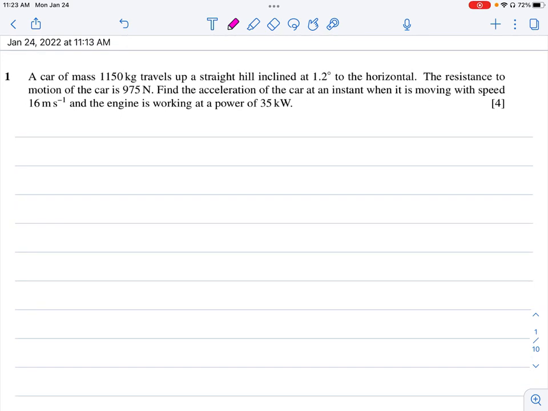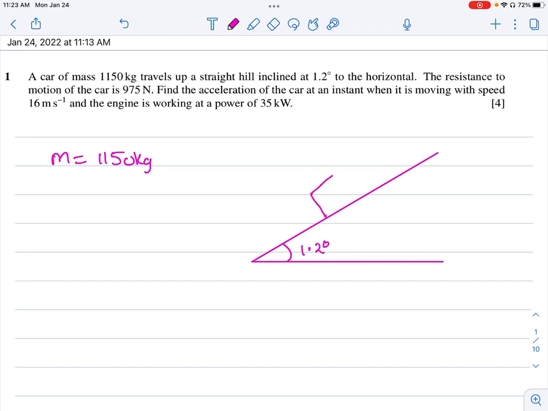First question: a car of mass 1150 kg travels up a straight hill inclined at an angle of 1.2 degrees. I draw the diagram, inclined at an angle of 1.2 degrees, with the car on it. The resistance to motion of the car, in the backward direction, is 975 newtons. Find the acceleration when it is moving with a speed of 16 meters per second.